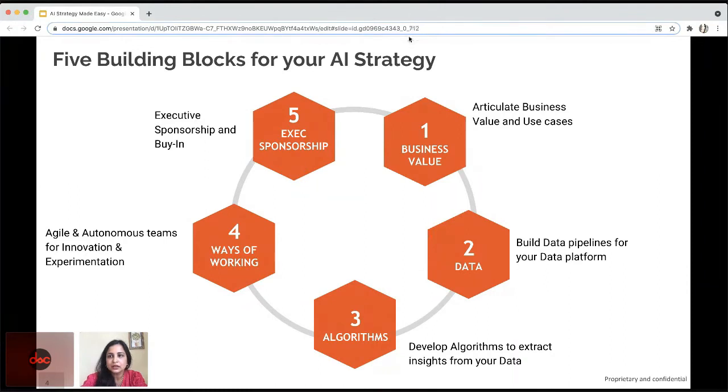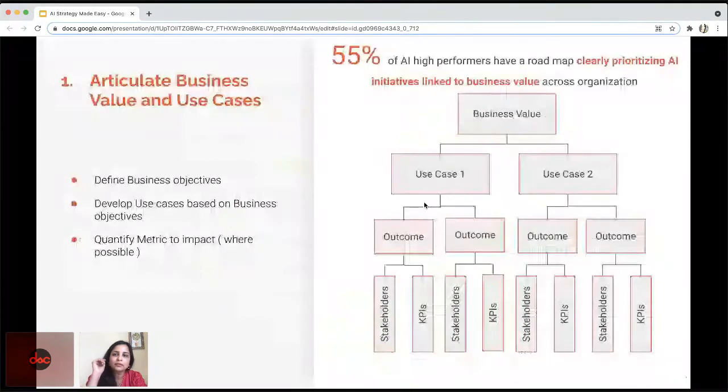So with this, we will move ahead and talk about the first building block, which is articulating your business value and use cases. When you look at companies who have been really successful in using AI, one of the key things that stands out is that 55% of them have a very clear roadmap which prioritizes AI initiatives and links them to business value. So when you are building out your AI program, you are able to articulate and define what your business value is and then tie it back to the use cases. Start with defining the business metrics, then build out your use cases based on those business metrics, and then in the end try to quantify those business metrics.